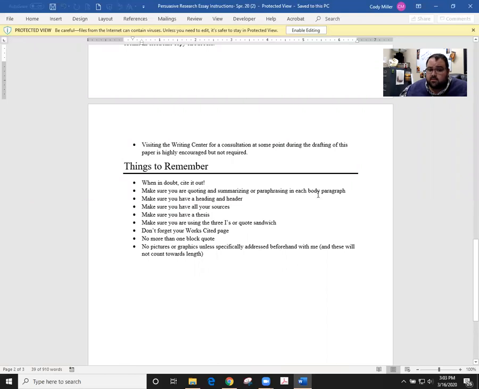Okay. So as we look a little further down, we're going to work on citing, we're going to work on quoting, summarizing. We'll still continue to cover MLA. We'll talk about the 3 I's and the quote sandwich. That's something that you shouldn't necessarily know about unless you were in English 103. We'll learn a little bit about block quoting, and we'll continue to reiterate that thesis statement.